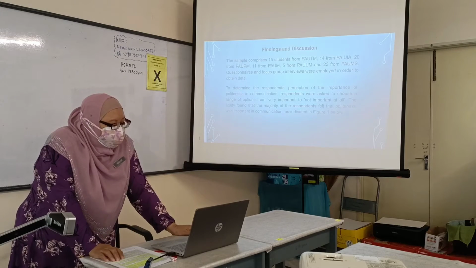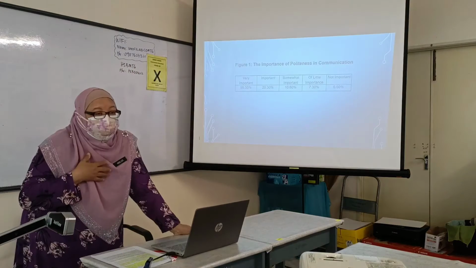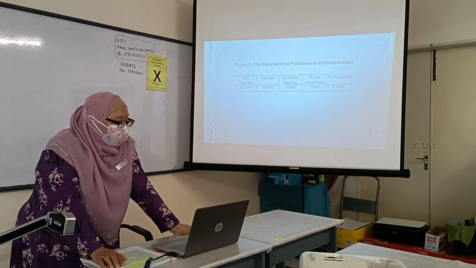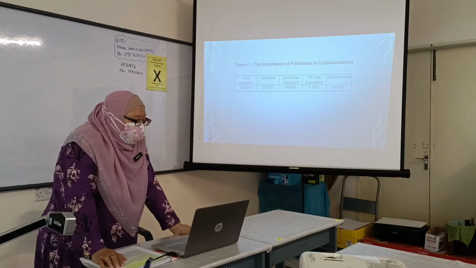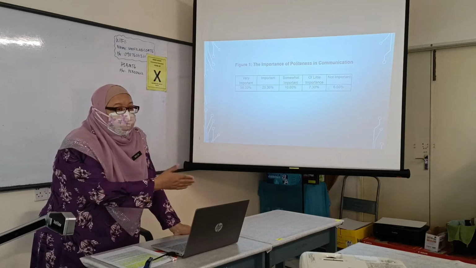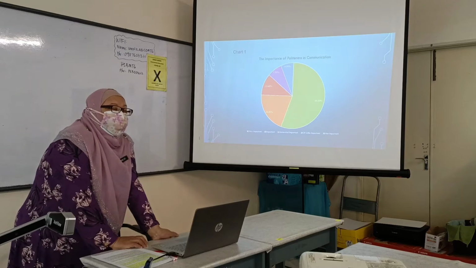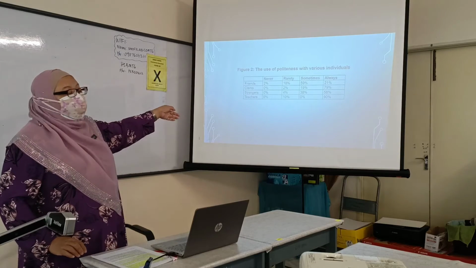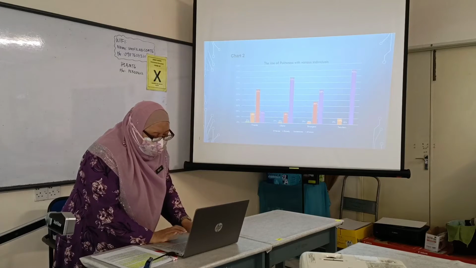The findings and discussion, the sample comprises students from our school. These are the numbers. Really relieving to see that many of them, more than half, found that the importance of politeness is 55.33% important, and 20.30%, that is still high if you put two of the data together. Okay, this is that same information in the form of a pie chart. This is the use of politeness with various individuals based on the students' data: friends, clerks, strangers, and teachers.